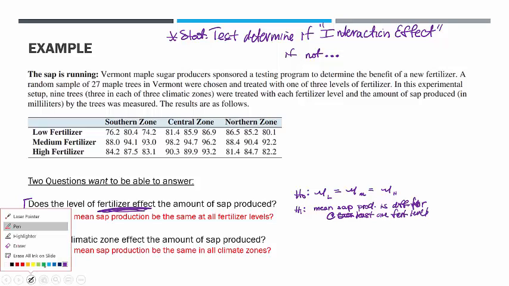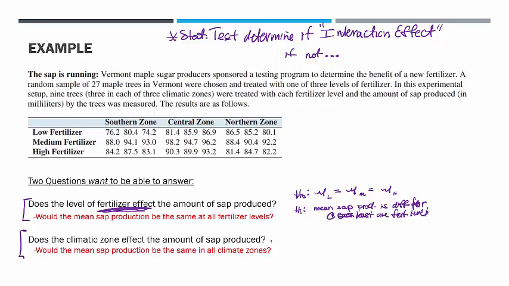And to determine if there's a climate zone effect, the null hypothesis would be that the mean sap production for trees in the south is equal to the mean sap production for trees in the central, which is equal to the mean sap production for trees in the north, against the alternative hypothesis that the mean sap production is different in at least one climate zone.